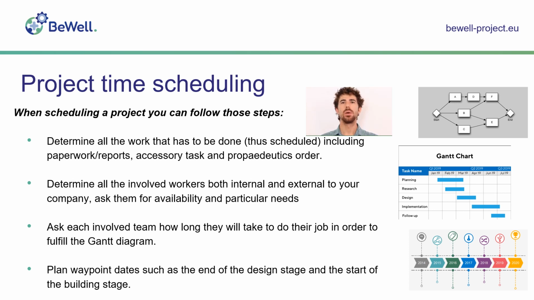After that, we want to determine all the workers involved, both internal and external to our company, and collect their time availability. Then we want to ask every team how long they will take to perform each of the given tasks in order to fulfill the Gantt diagram. The last tip is to choose some waypoint dates, such as the end of the design stage or the start of the building stage, in order to set some landmarks on how the work is going.